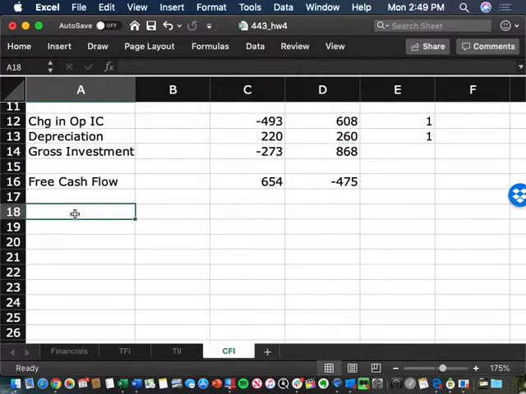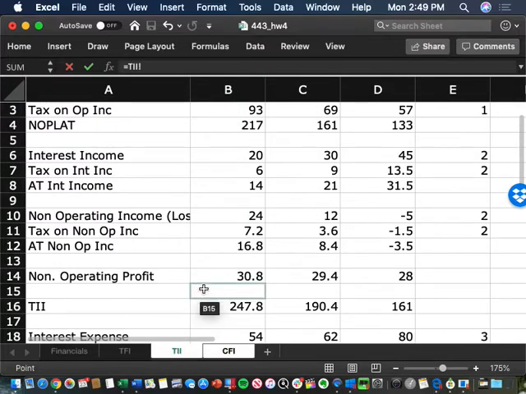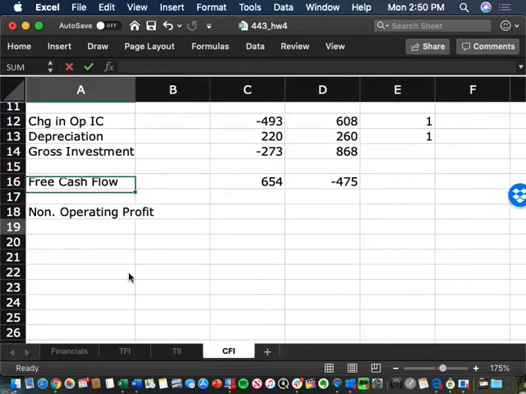Section 2. Look at the income statement, TII. What was my non-operating income? Well, it's two things. After-tax interest income, after-tax non-operating income, but I had netted them here after tax, so I'll cheat and I'll use that number.